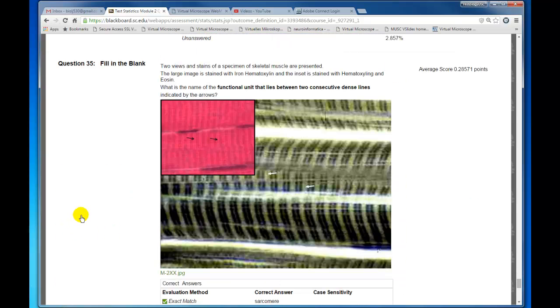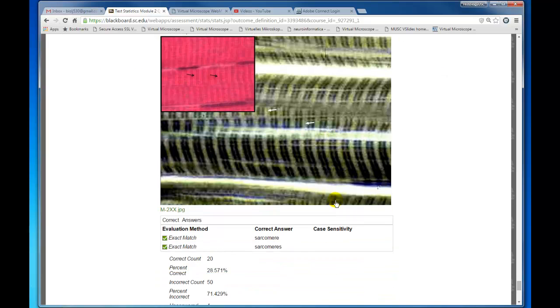And the last question, we said, okay, you have two views. You have a low power of skeletal muscle, and you have a high power stained with iron hematoxylin. So, in this, we pointed to a Z line here and a Z line here, and the question said, what is the name of the functional unit that lies between two consecutive dense lines, indicated by the arrows? And that has to be a sarcomere.